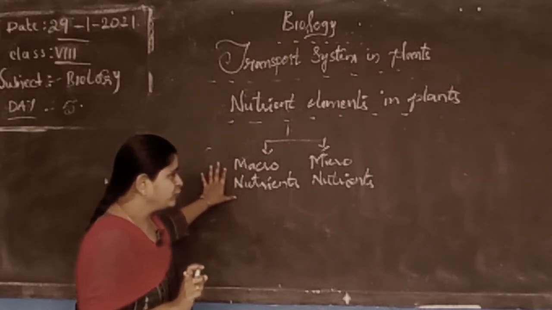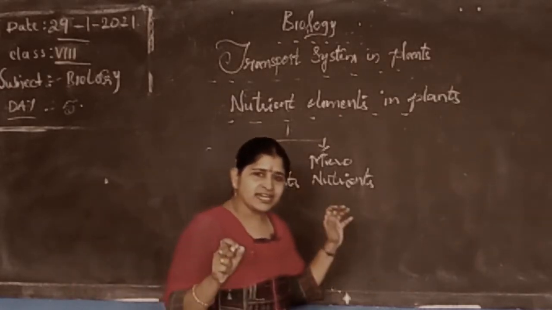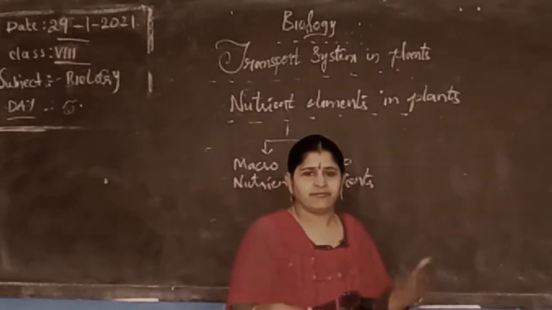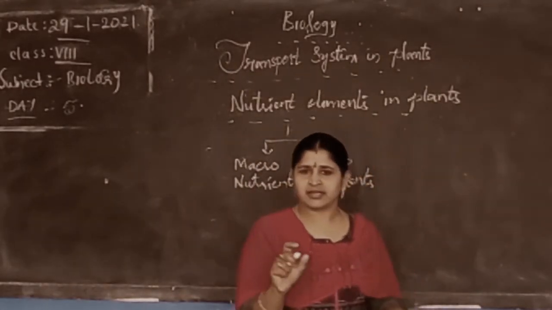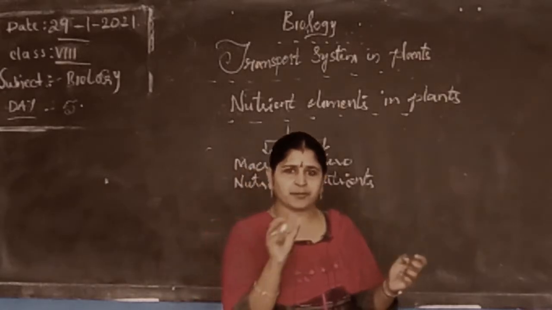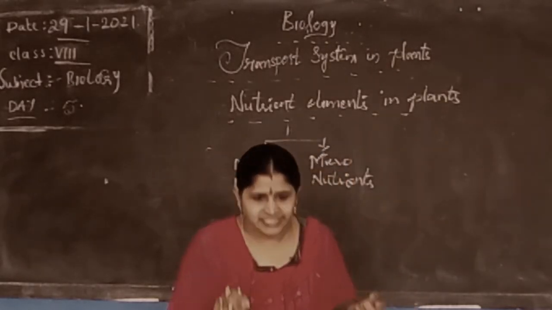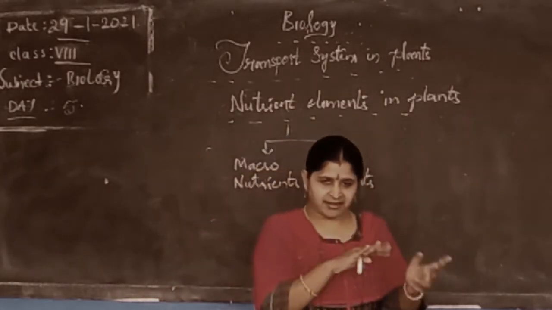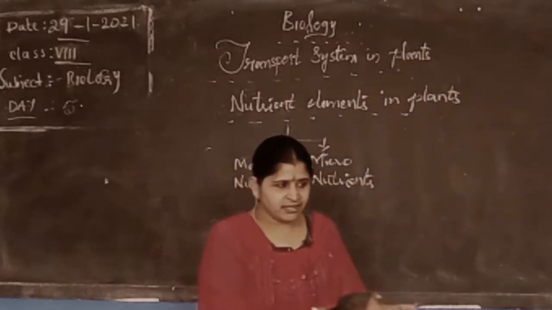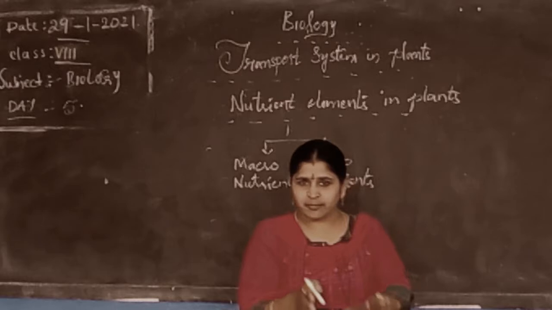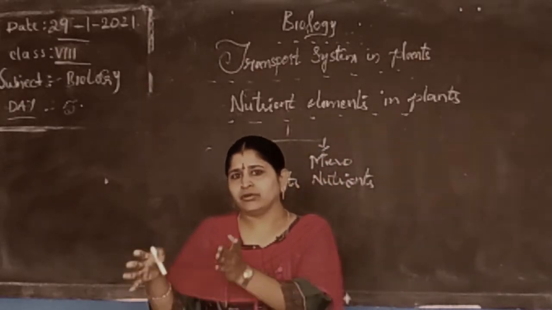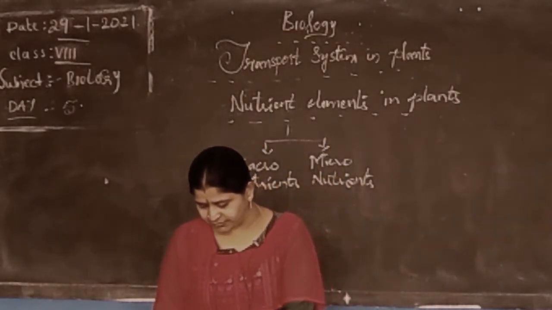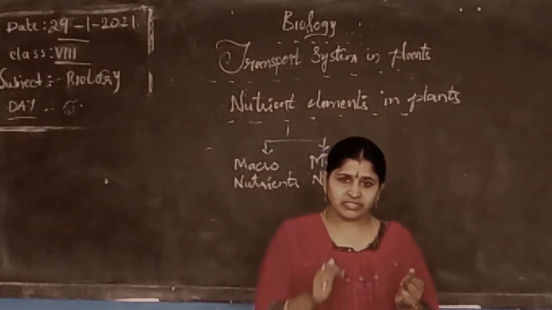Macronutrients are nothing but nutrients that are required in larger proportions. Vice versa, if the nutrients are required in minimum proportions or in trace form, then such nutrients are called micronutrients. First of all, you need to categorize what type of nutrients come under macronutrients and what type come under micronutrients.